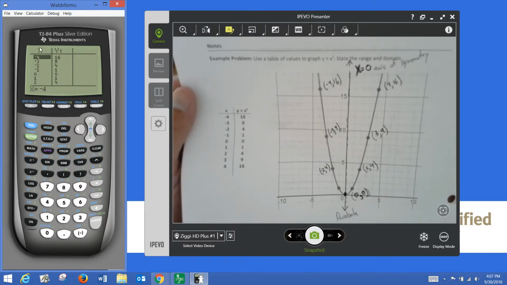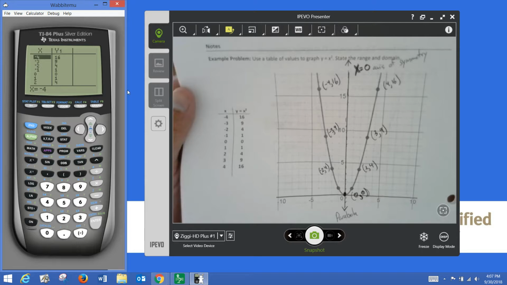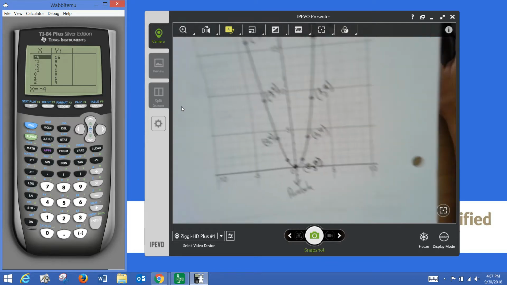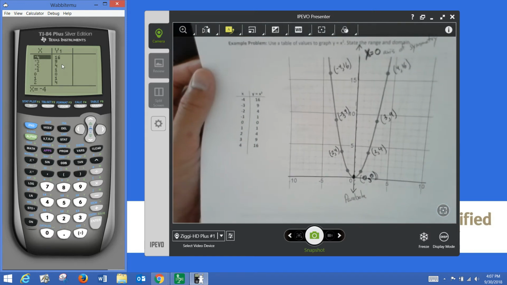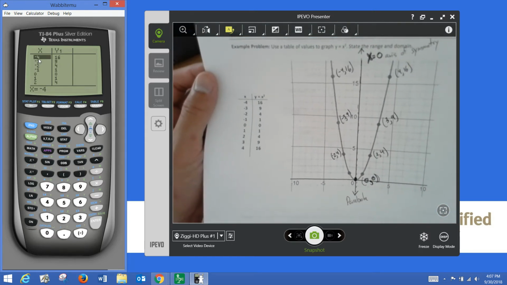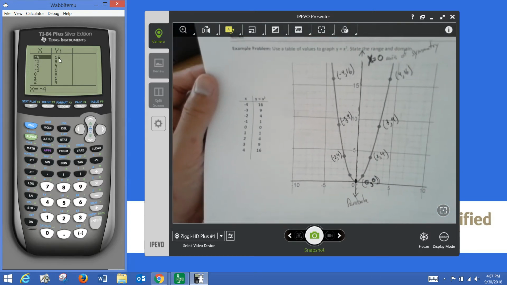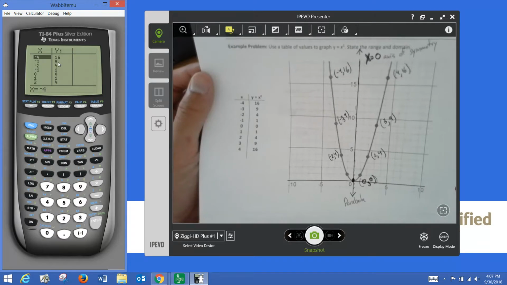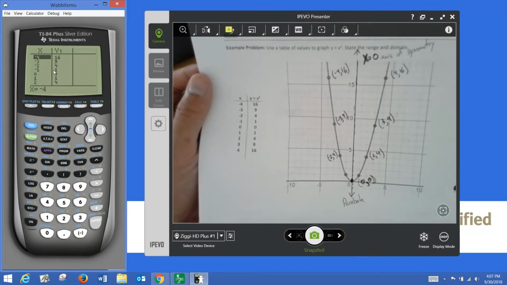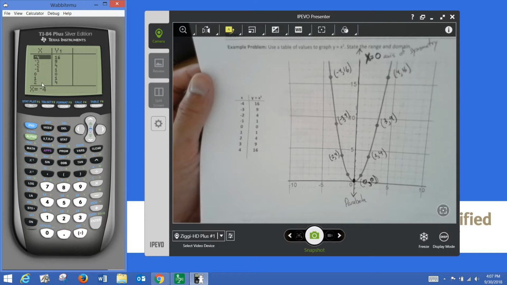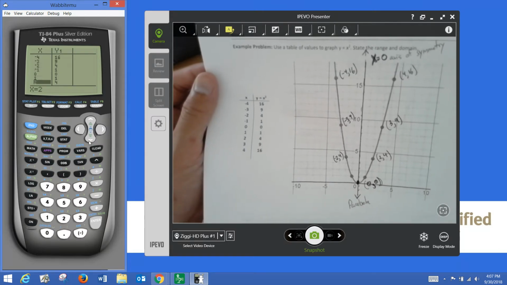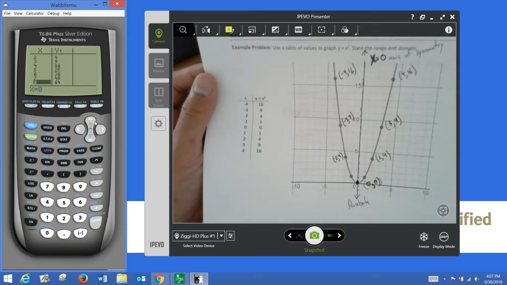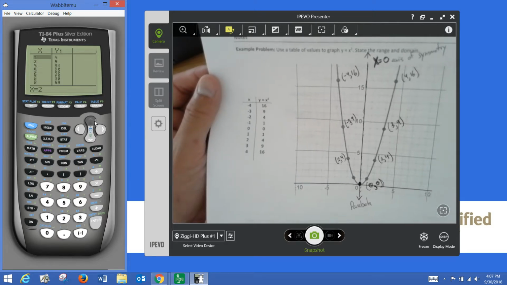If you think about it, that's my column for x values and my column for y values, just like my table over here, it gives you all the values. If you plug in -4 as x, your y value should be 16. -3 should be 9, -2 should be 4, -1 should be 1, 0 should be 0, 1 should be 1, 2 should be 4. You can keep going down. Look at all the values. Look at that. That's awesome, isn't it?